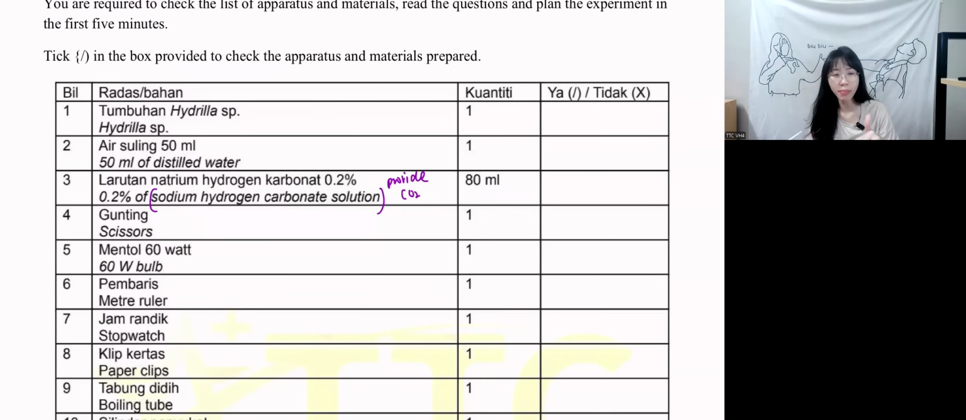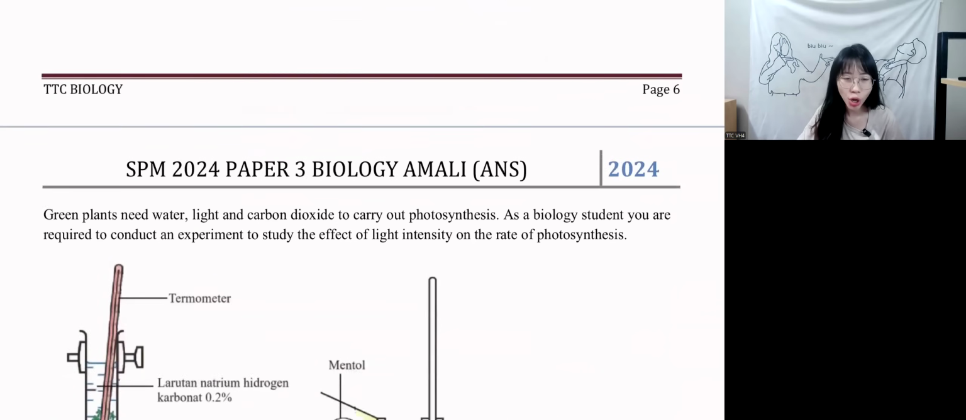Because sodium hydrogen carbonate is alkaline, when you add a little bit of sulfuric acid, they are able to increase the rate of photosynthesis. They are able to provide an optimum medium for the plants to carry out photosynthesis. Okay, your setup should look something like that.